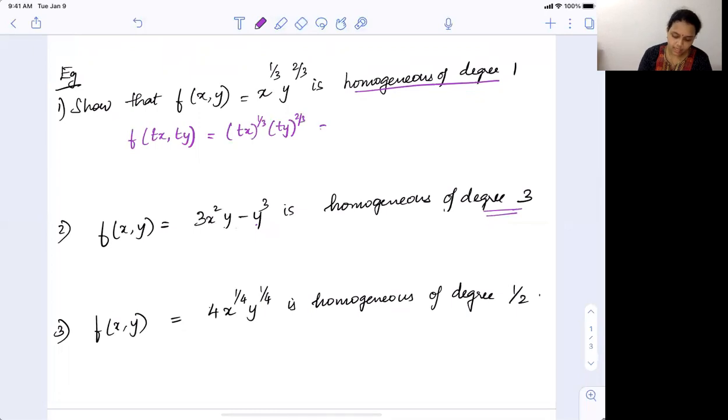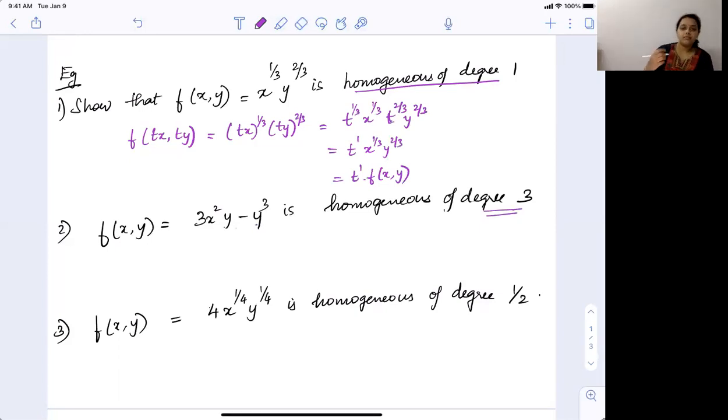And what does that give me? I'm going to have this, right? And once you combine the t terms, you're actually just going to have t power 1, x power 1 by 3, y power 2 by 3, which is actually just t power 1 times f of xy. So this is homogeneous of degree 1. And t can be any number here again.